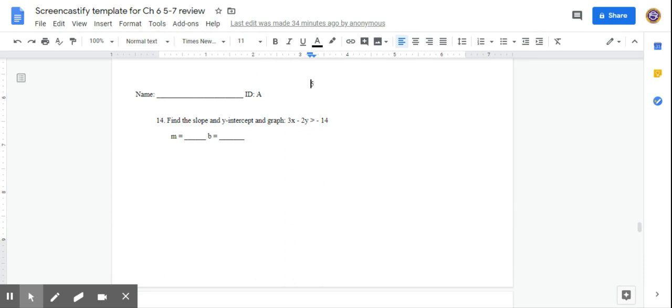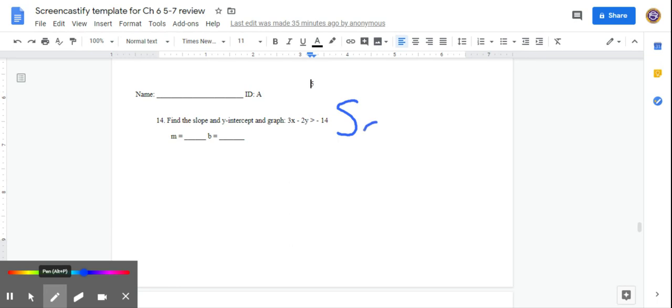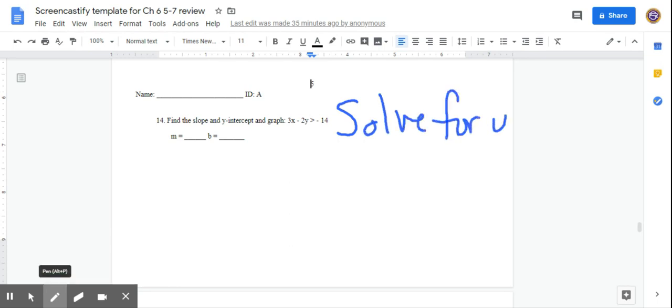Find the slope and y-intercept and graph. So now we have 3x minus 2y is greater than -14. This is not solved for y yet. So you have to make sure, in order to find the slope and the y-intercept, you have to solve for y. So make sure you solve for y.